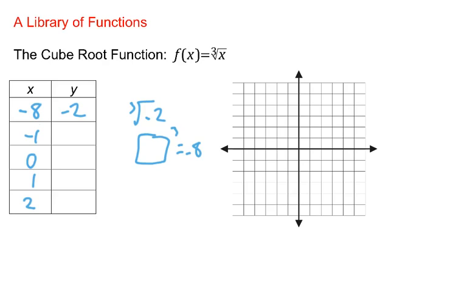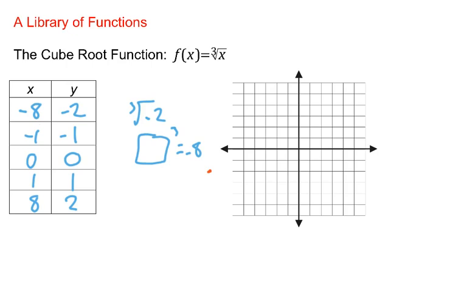So that is, first of all, a real number. So this function is defined for negative values of x. It gives me an actual point. That point would be roughly right about there. If I plug in a negative 1, the cube root of negative 1 is negative 1. The cube root of 0 is 0. The cube root of 1 is 1. And then I might as well change this 2 to an 8. And the cube root of 8 is 2.